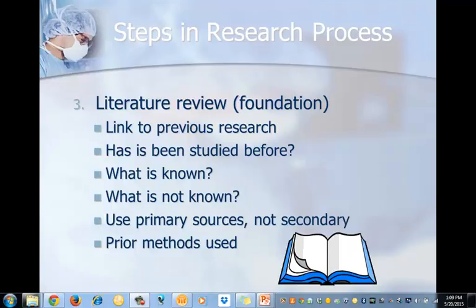If you find one article related to the problem, look at the author's reference list, because listings of other articles are great.